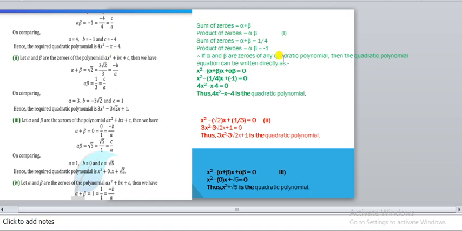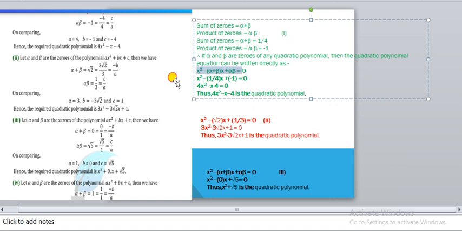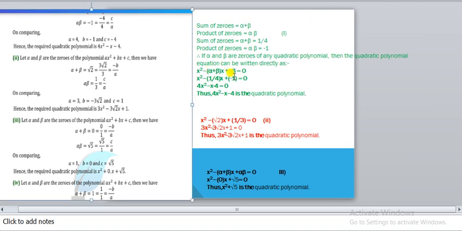Second method, as I just told you, the sum of the zeros and product of the zeros you can put directly. If alpha and beta are the zeros of any quadratic polynomial, then you can write the polynomial directly like this: x square minus alpha plus beta into x plus alpha beta.